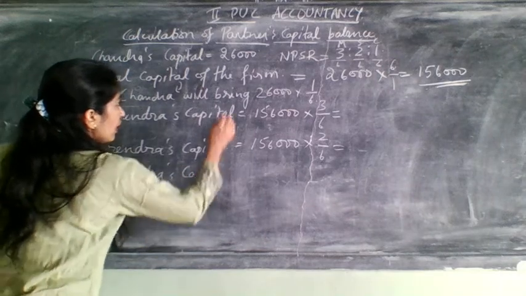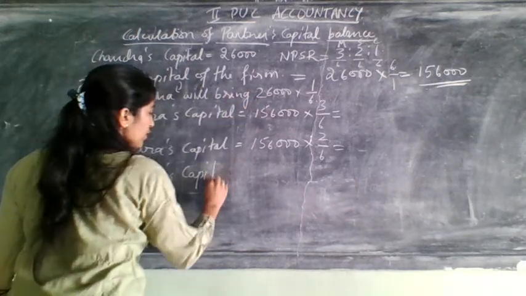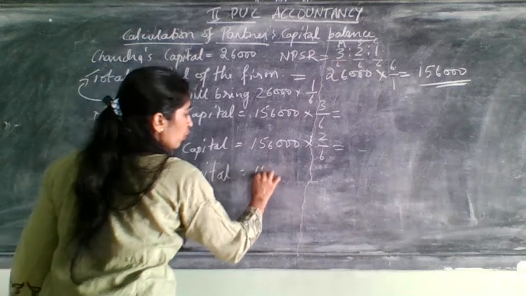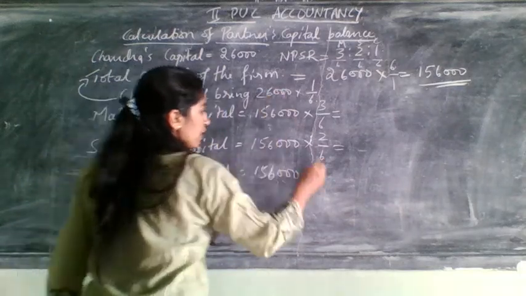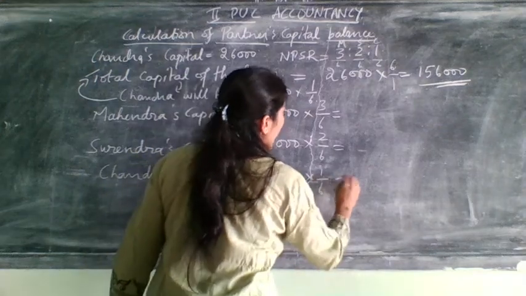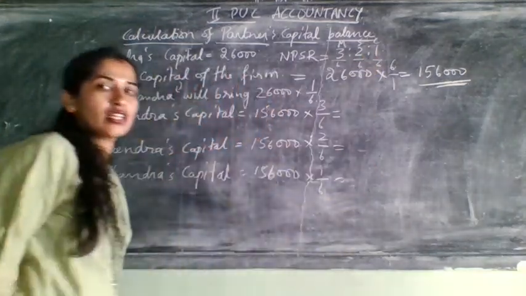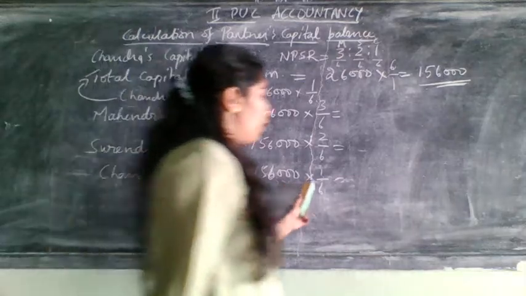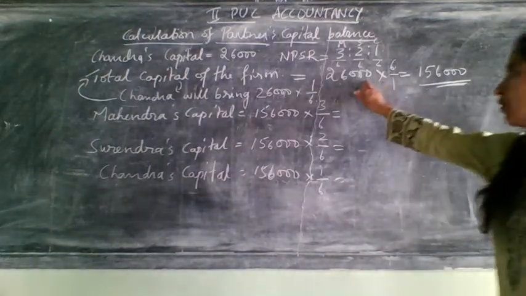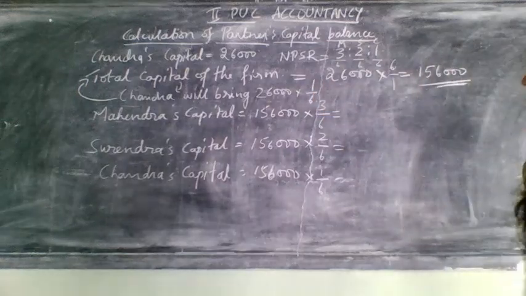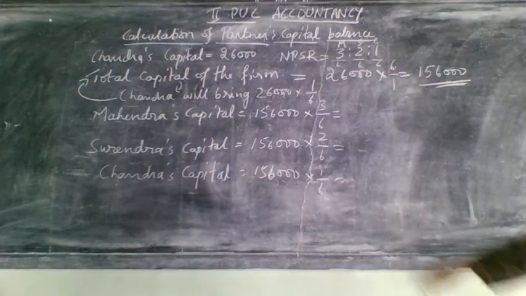Why? Because they only given in the problem, that is 26,000. But still, if you do it like this also, you will get 26,000 as an answer. You can check it there. His share is 1/6. So check it in the problem. Check it, calculate and write there. You will get 26,000 as Chandra's capital.